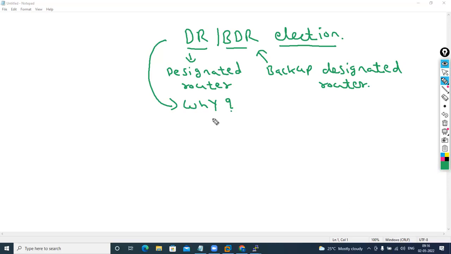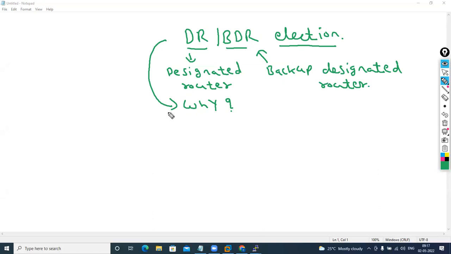Avoiding loops, we have the concept known as DR, BDR. Do you think DR/BDR will avoid the loops? When we have same subnet router interfaces, all devices connected on a switch, then in that case we need a DR/BDR, when you are talking about broadcast multi-access. But my question is, why do we require this first of all? Because only those routers will send the advertisement to other routers. Others will not send. Okay.